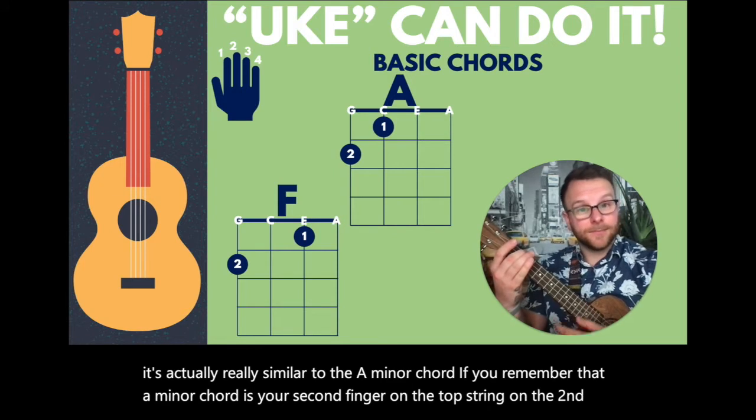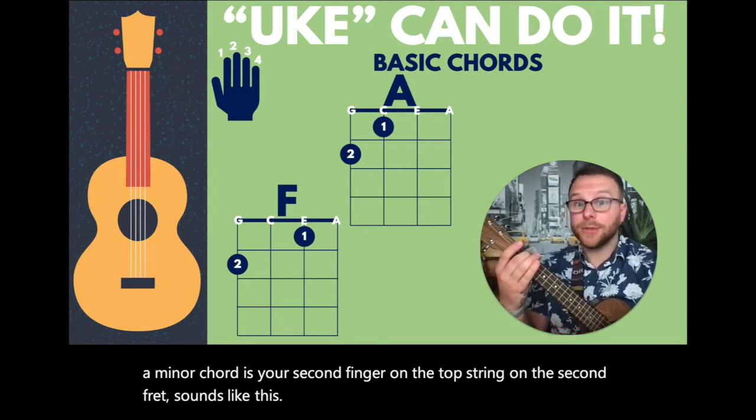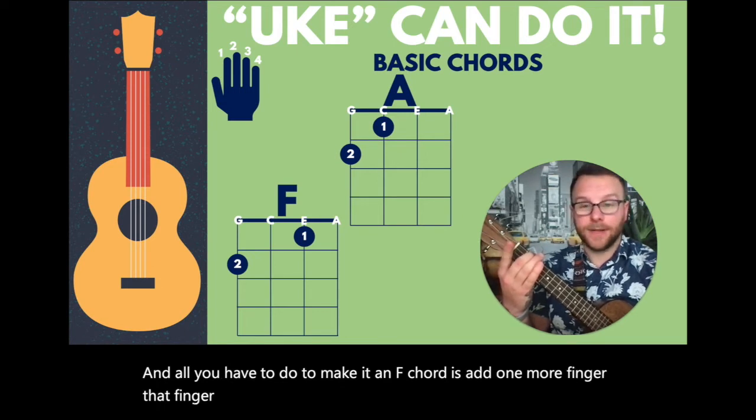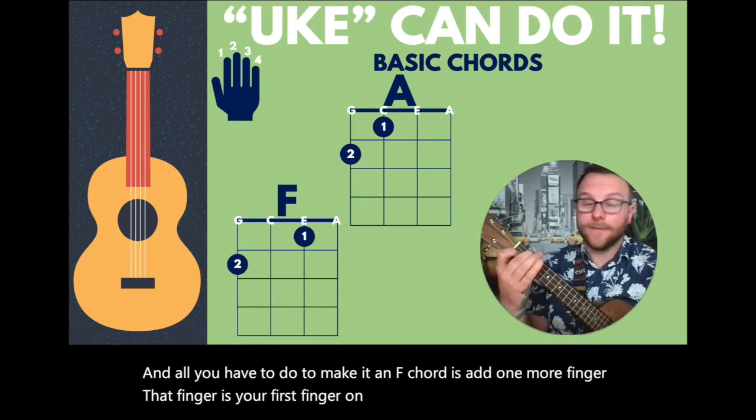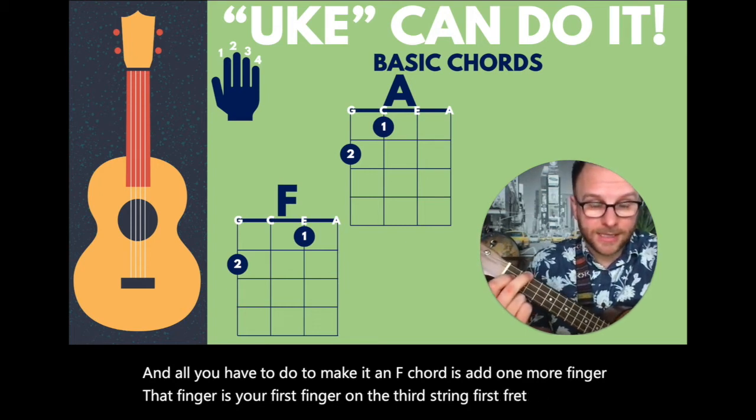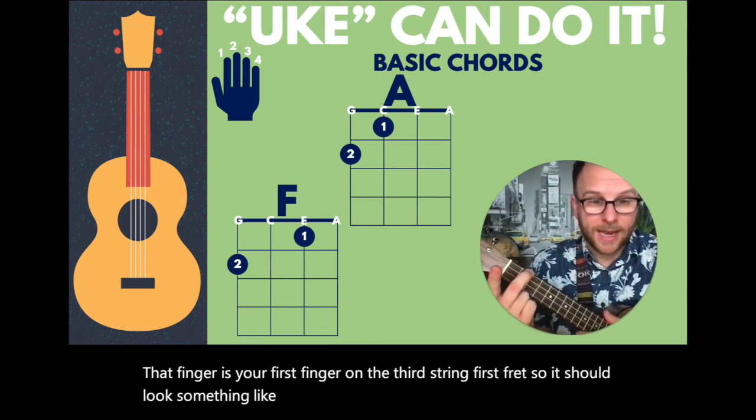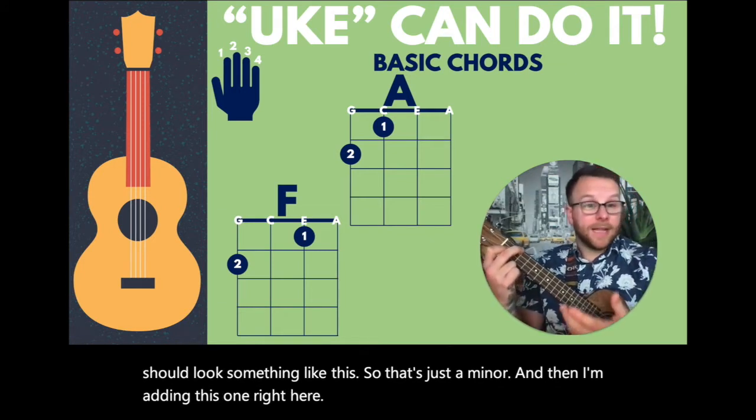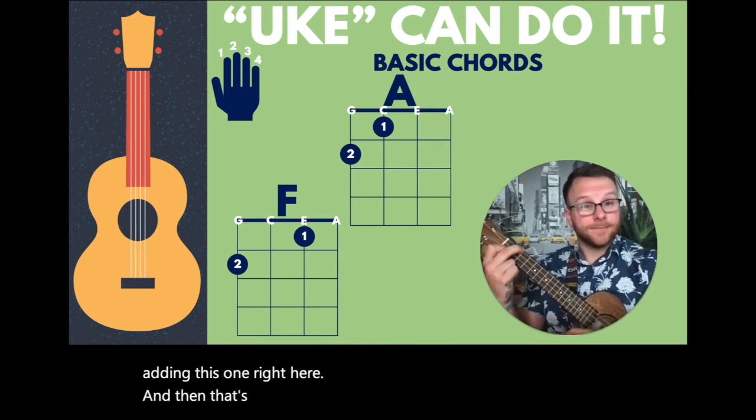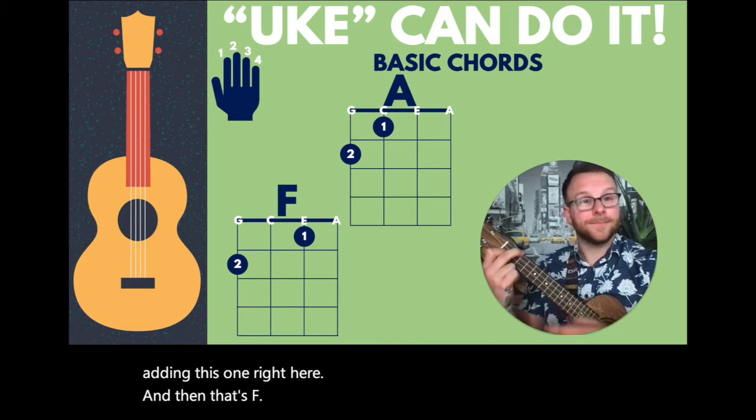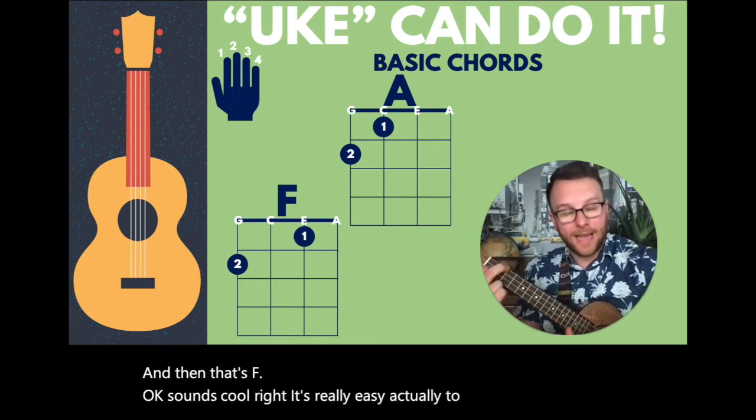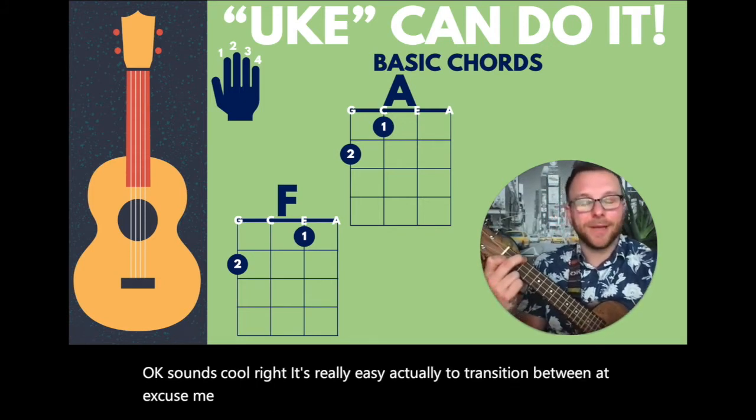Sounds like this. And all you have to do to make it an F chord is add one more finger. That finger is your 1st finger on the 3rd string, 1st fret. So it should look something like this. So that's just A minor, and then I'm adding this one right here, and then that's F. Okay, sounds cool, right?